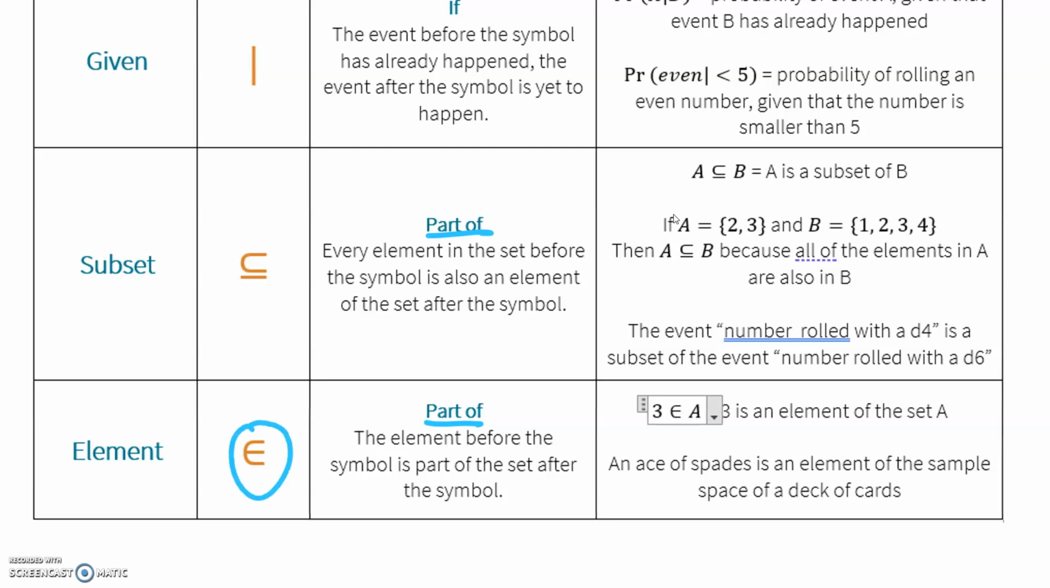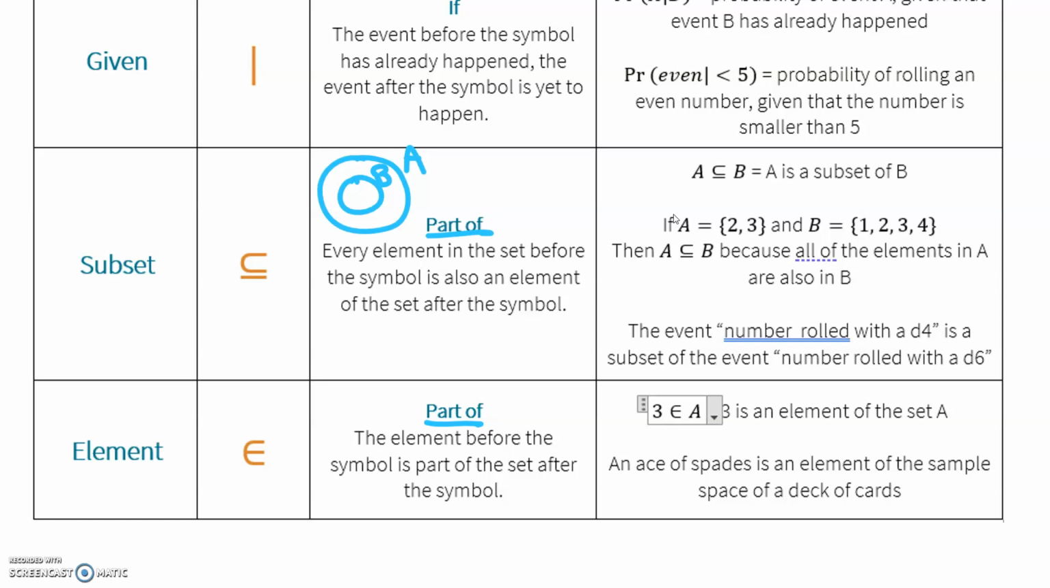The other one is element, also means part of something. The hint is in the words. So subset is a set that is fully contained within another set. So every element in the set before the symbol is also an element of the set after the symbol. So if this is set A, set B might be here. And set B is a subset of A because it's fully inside. Every element or every outcome in set B is part of set A.